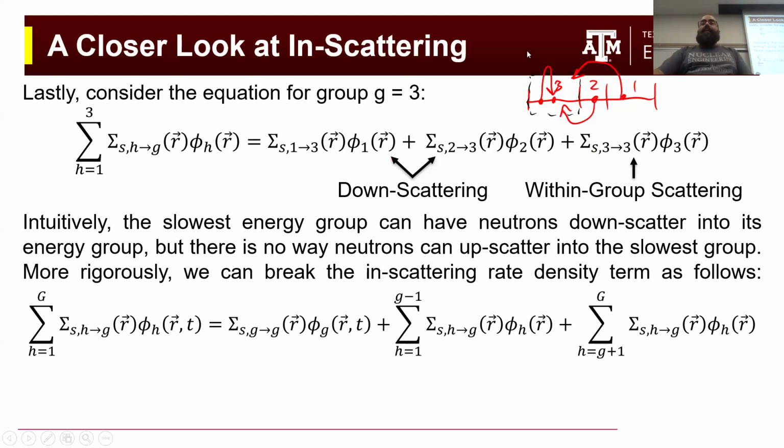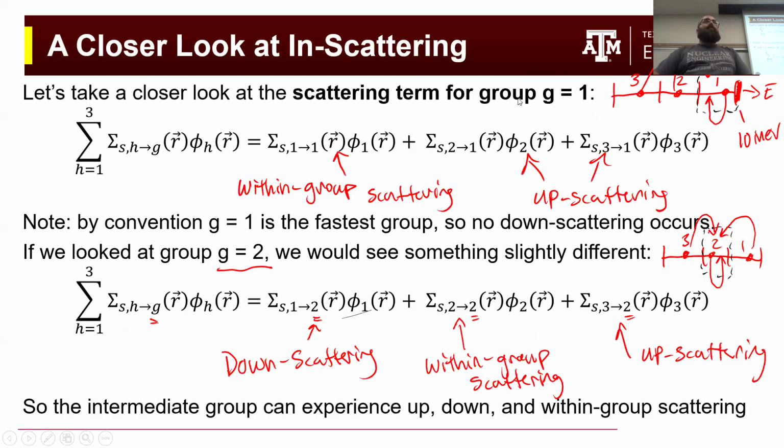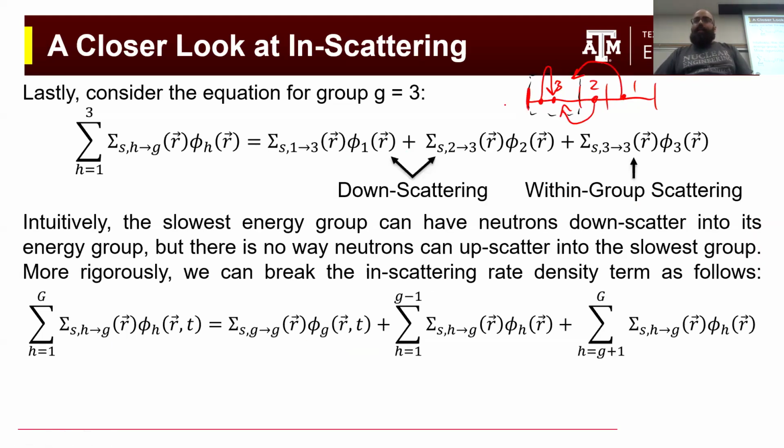So for group 3, there's no upscattering because group 3 is the slowest group. Like this energy cutoff right here would be 0. That's 0 eV right there. There's no lower energy than 0. So there's no neutrons with lower energies than the neutrons within group 3. Therefore, there's no way that neutrons could upscatter into group 3 because it's the slowest group. So hopefully that intuitively makes sense, and that picture helps illustrate what we're talking about there.